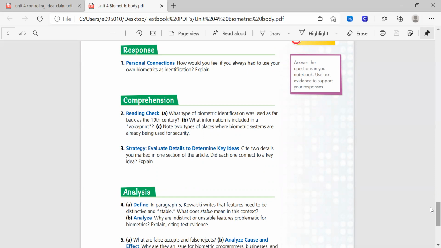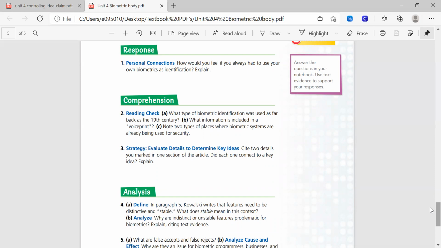And then we've got some reading comprehension questions. Pause this video as you need to make sure that you allow yourself time to answer those questions. Everybody takes a different time frame to get that done. So just pause the video and then push play when you're ready to begin. So comprehension, question 2, it's a reading check.